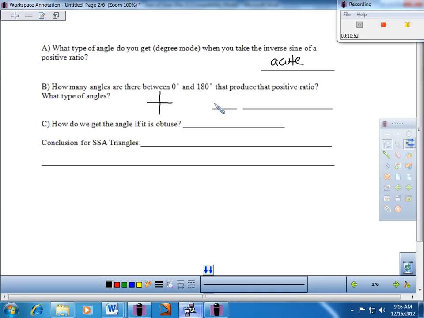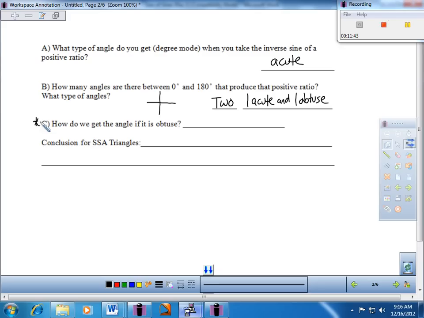So I guess here's the idea. How many angles are there between 0 and 180 that produce positive ratios? There are two. One in the first quadrant and one in the second quadrant, going back to the beginning of the semester here. So one acute and one obtuse. One in the first quadrant and one in the second quadrant. And so the question, of course, is right here, guys. It's an obtuse angle. I made you construct it as obtuse. So the question is, how are we going to get it?